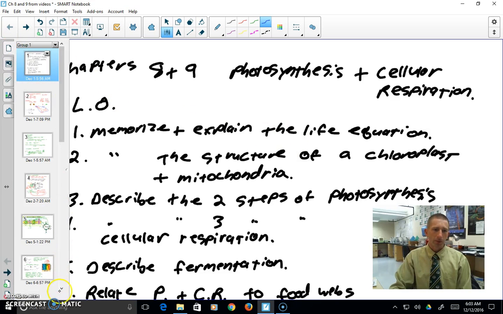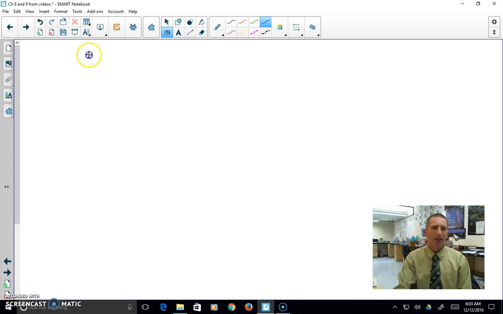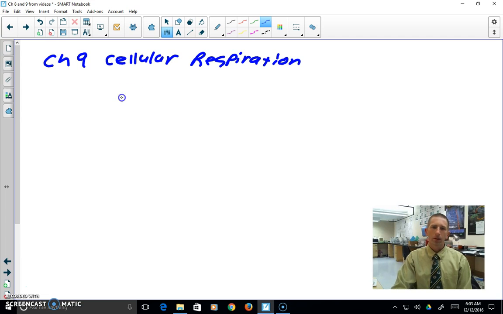So I'm going to grab a blank piece of notebook paper. Well, I'm going to make a blank screen on my notebook here in class actually. So you grab a blank piece of notebook paper, and if memory serves, people asked me to use blue for the next video. So go ahead and write down Chapter 9, Cellular Respiration. All right, so here is the life equation for cellular respiration.